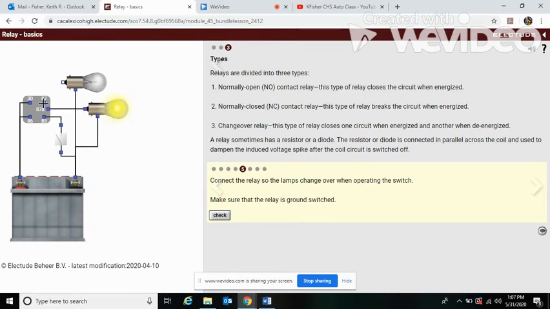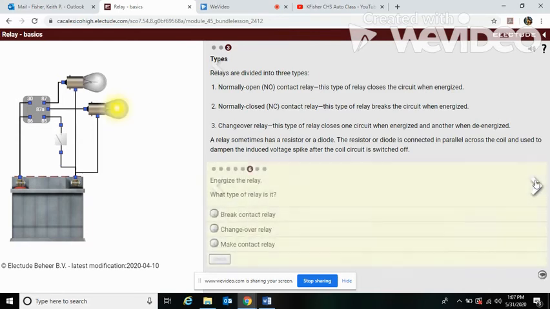87A, 87. So 87's off, but if I hit the switch to contact, 87's on, off, on, and for 87A, it's off, and now it's on when it's open. So this is a changeover relay.